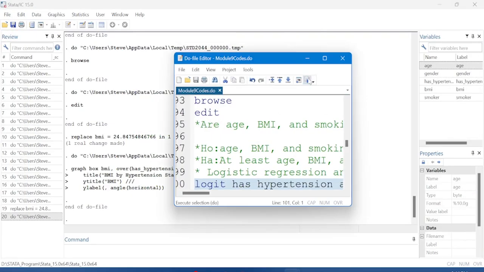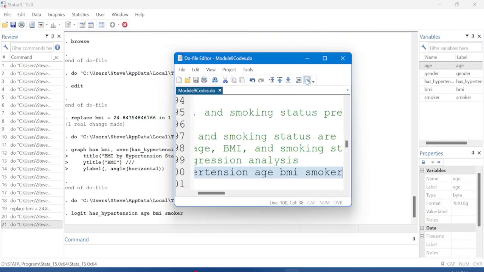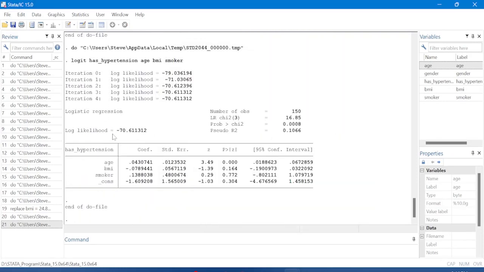So running this model, this is what we get. Just look at this model briefly. Age is statistically significant, BMI no, smoker no, and generally the model is statistically significant, but the predictive power is very poor.